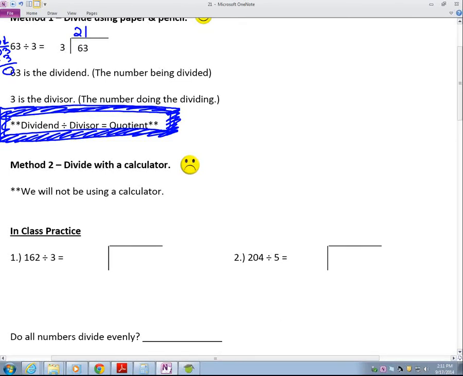The dividend divided by the divisor equals a quotient. Method 2, divide by a calculator. Everybody, get out your calculators. Just kidding. We're not using a calculator in this class.